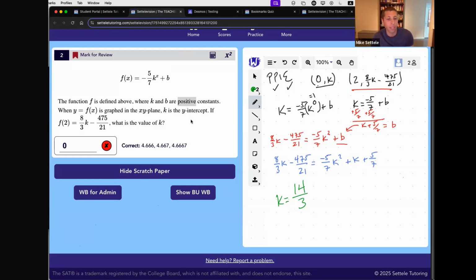Do they want a positive constant? Does it need to be an integer? Are they asking for k? Are they asking for b? Are they asking for x or y? Basically, just be really careful. Radiuses and diameters. There are lots of places where they're expecting us to get confused and miss something obvious.